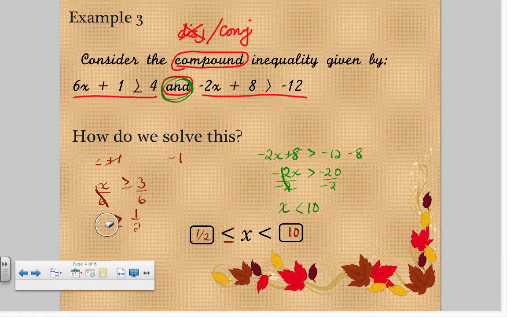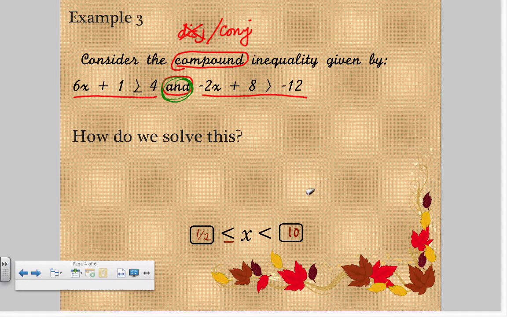Well, as usual, I want to check because what is this saying after all? Well, this is saying that if I pick an x in between 1/2 and 10, it's going to work in this equation and this equation. So what's an easy number between 1/2 and 10? 1. So I'll put 1 in there.